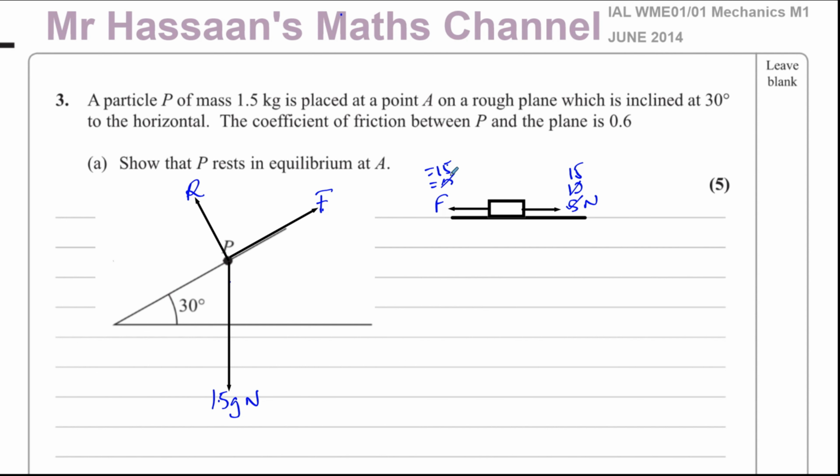However, supposing this cannot go more than 15 newtons, supposing the maximum value of friction, F max, is equal to 15.